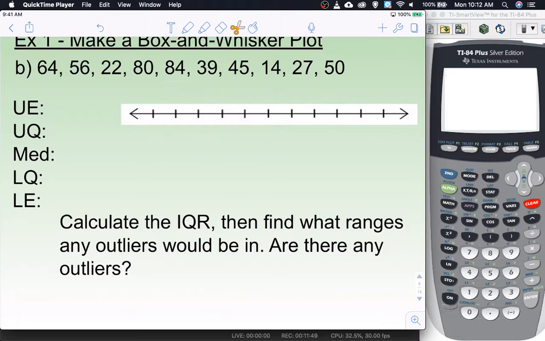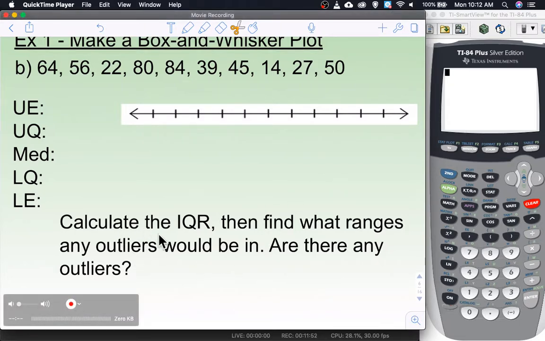We want to do the same thing. Now this time we have an added step of calculate the IQR, the interquartile range, then find what ranges any outliers would be in. Are there any outliers?